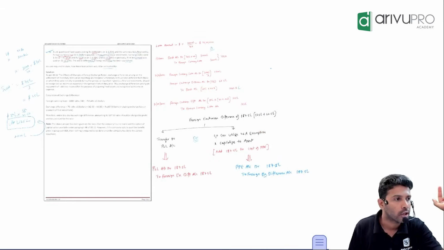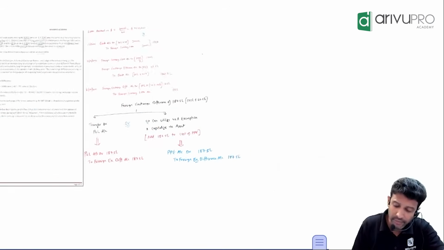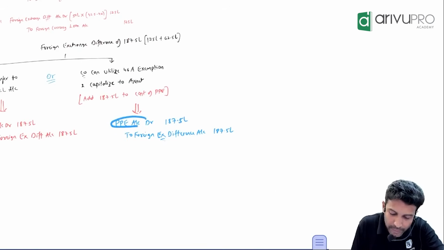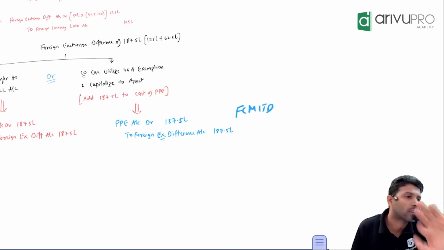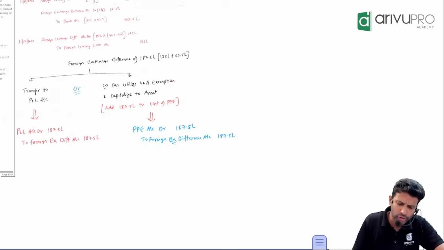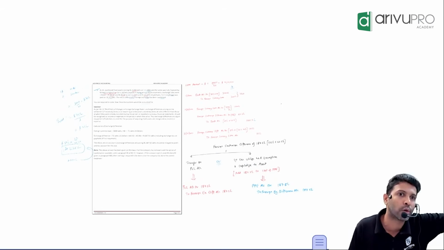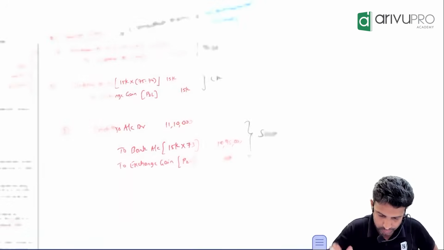Everyone good? Suppose it was not a depreciable asset, or it was something else. Then where would you have transferred this to? Instead of debiting PP, what would you have debited? FCMITD. Okay, that's another option. That's not there here, but just saying. I think that also has come once in exam, FCMITD. But I hope everyone knows what to do for that now. Perfect. This is done.